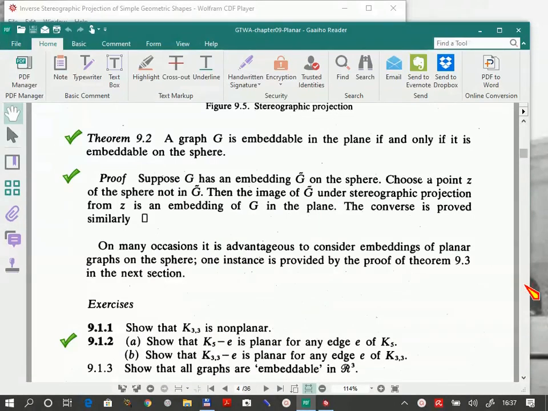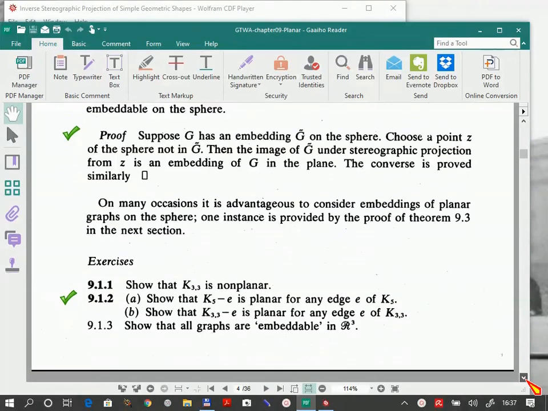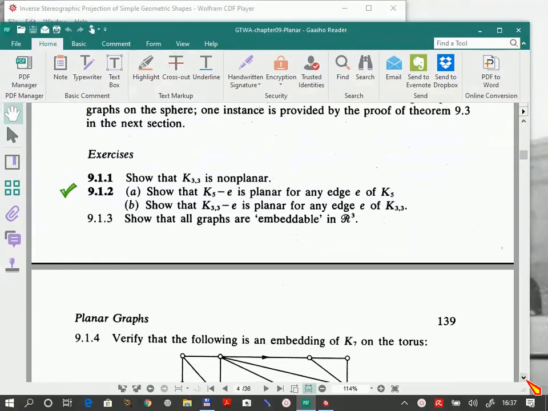And so you have this theorem: a graph is embeddable in the sphere if and only if it is embeddable in the plane. Okay? You can try, and I suggest you do, to embed K5 minus an edge, any edge, and also you can embed K3,3 minus any edge. All right?